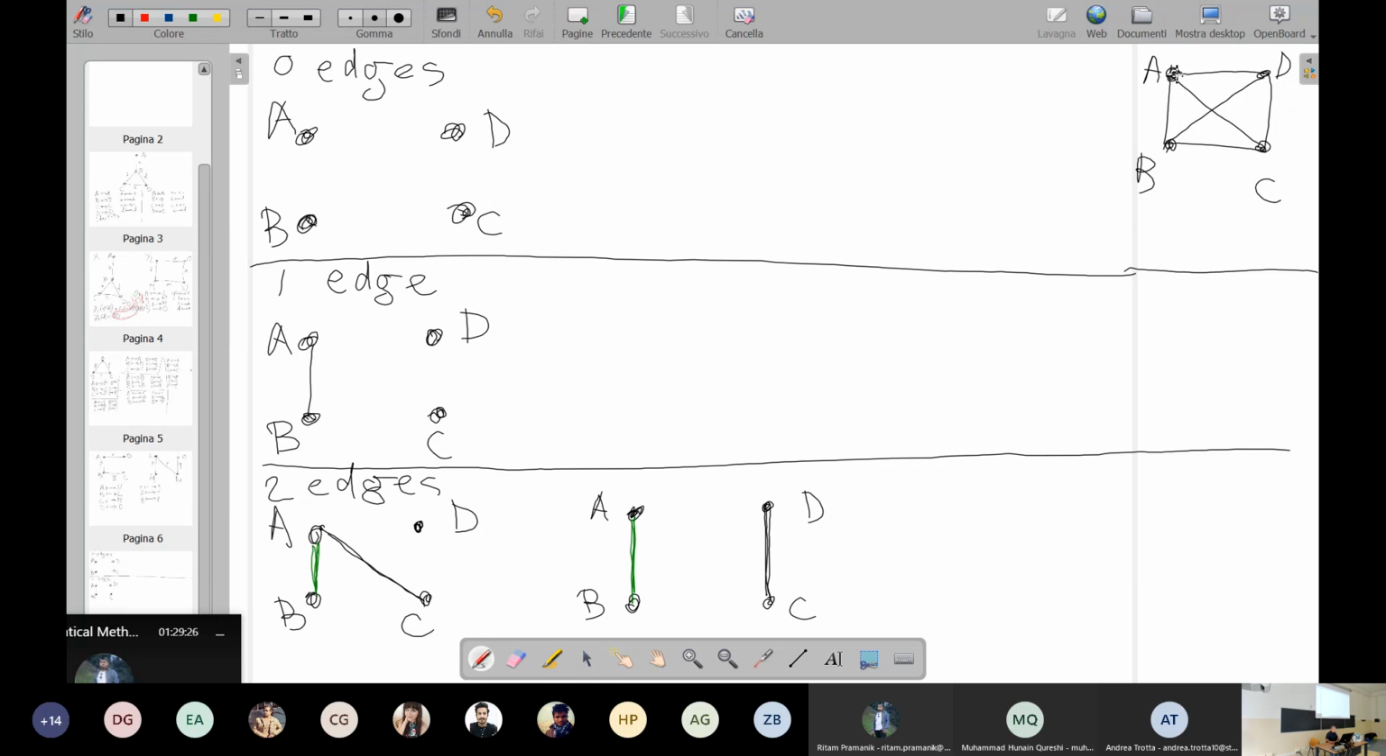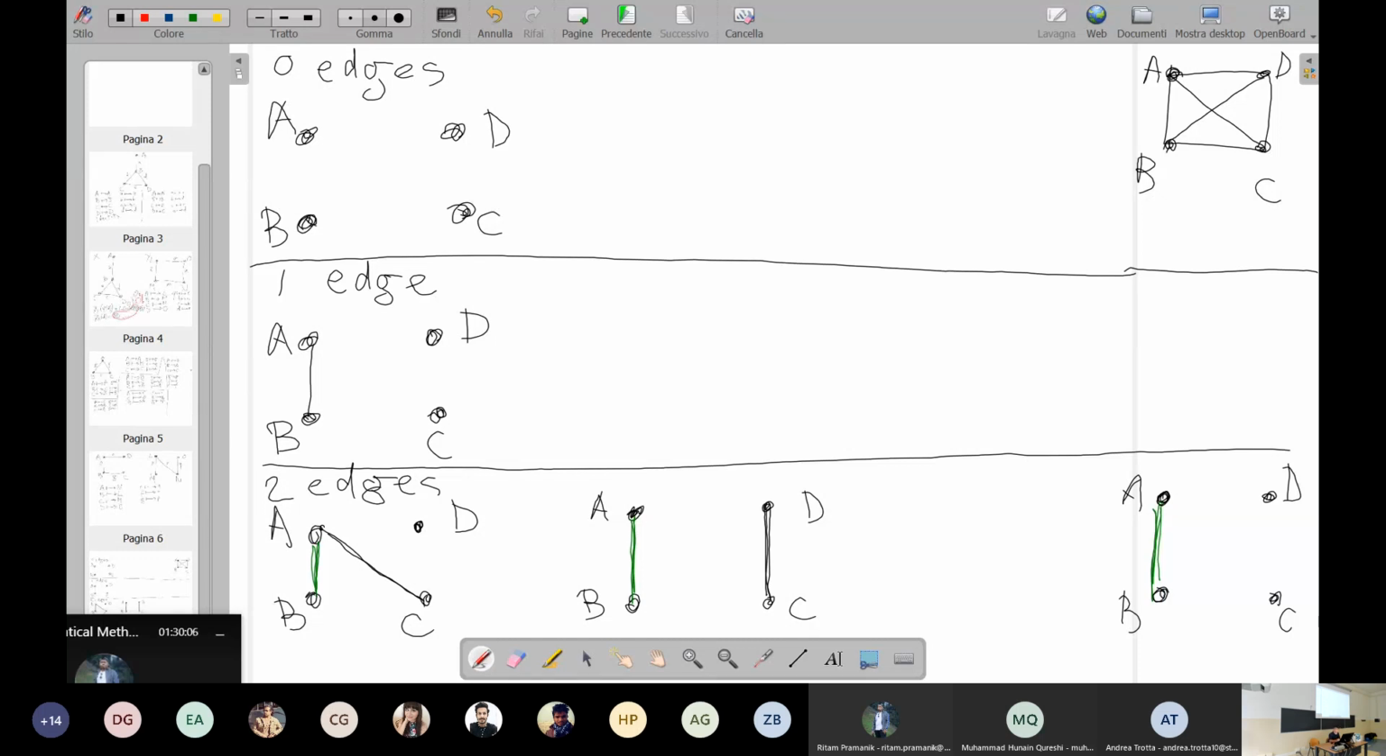If instead of these I put an edge between A and D, do I have something new? I'll do it here. But then I'll cross it because it's nothing new. Same, one isolated vertex.